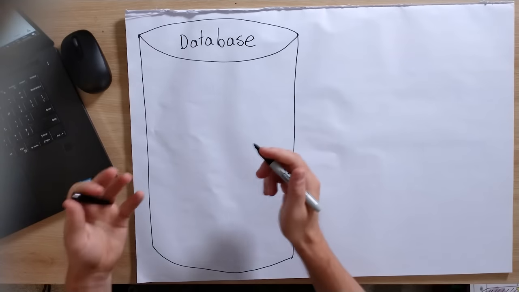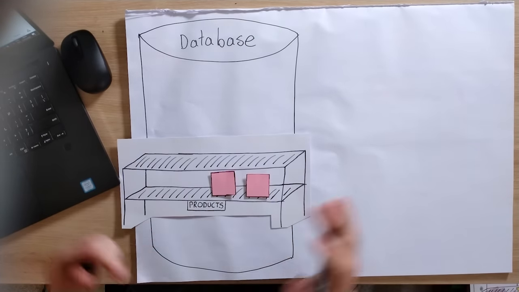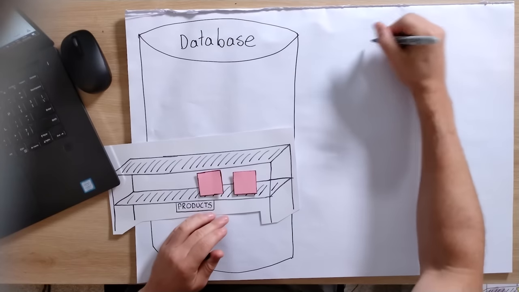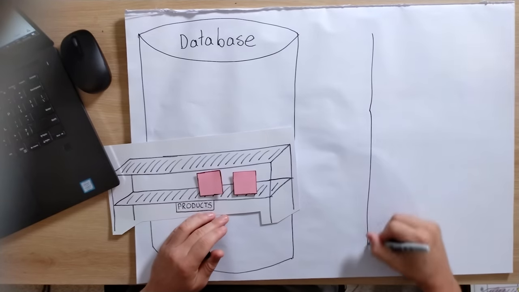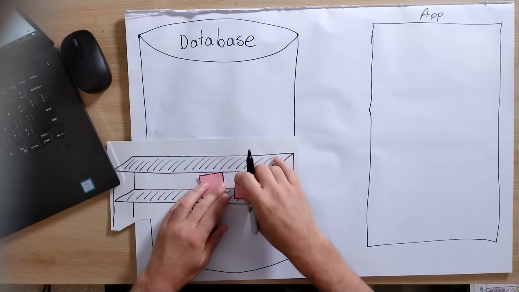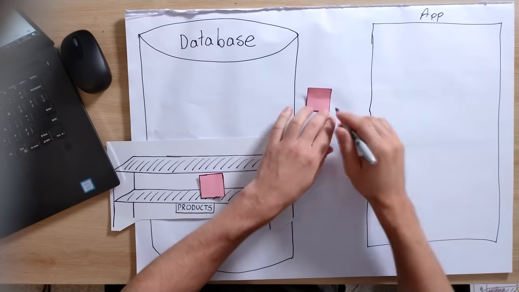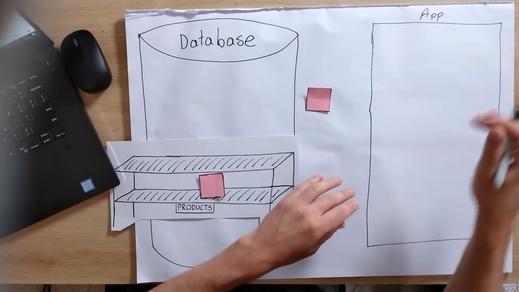So just coming back to our trusty sketch pad here, we're basically just doing the reverse of what we just did. So we've got the database here. Inside of our database, we have a shelf full of different products. And then we've got our application over here, right? Here's our app. And we basically want to now take one of these items off of the shelf, okay, and display its information out on the page somewhere, okay?